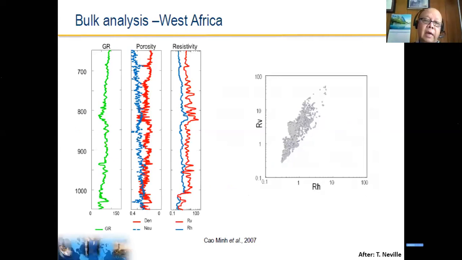So here is an example done in West Africa. We have a gamma ray log here, a density neutron, and resistivity. They have already back calculated RV and RH. The RV is in red color, RH is in blue color.